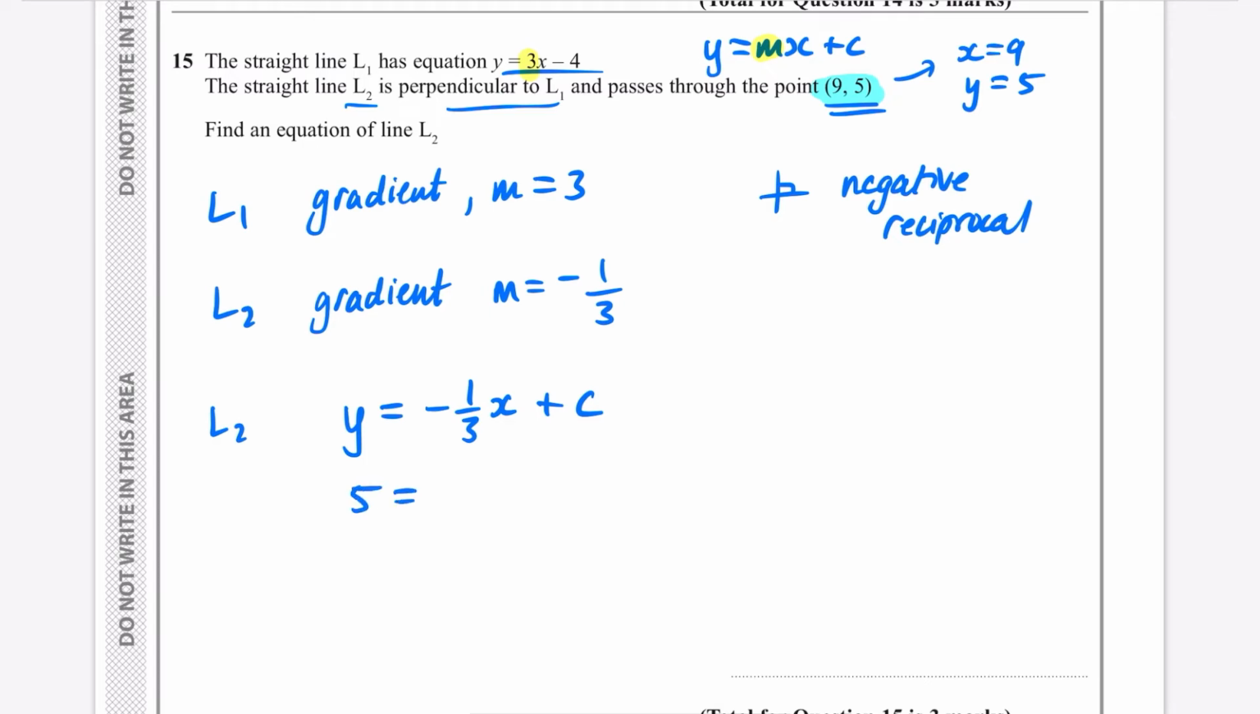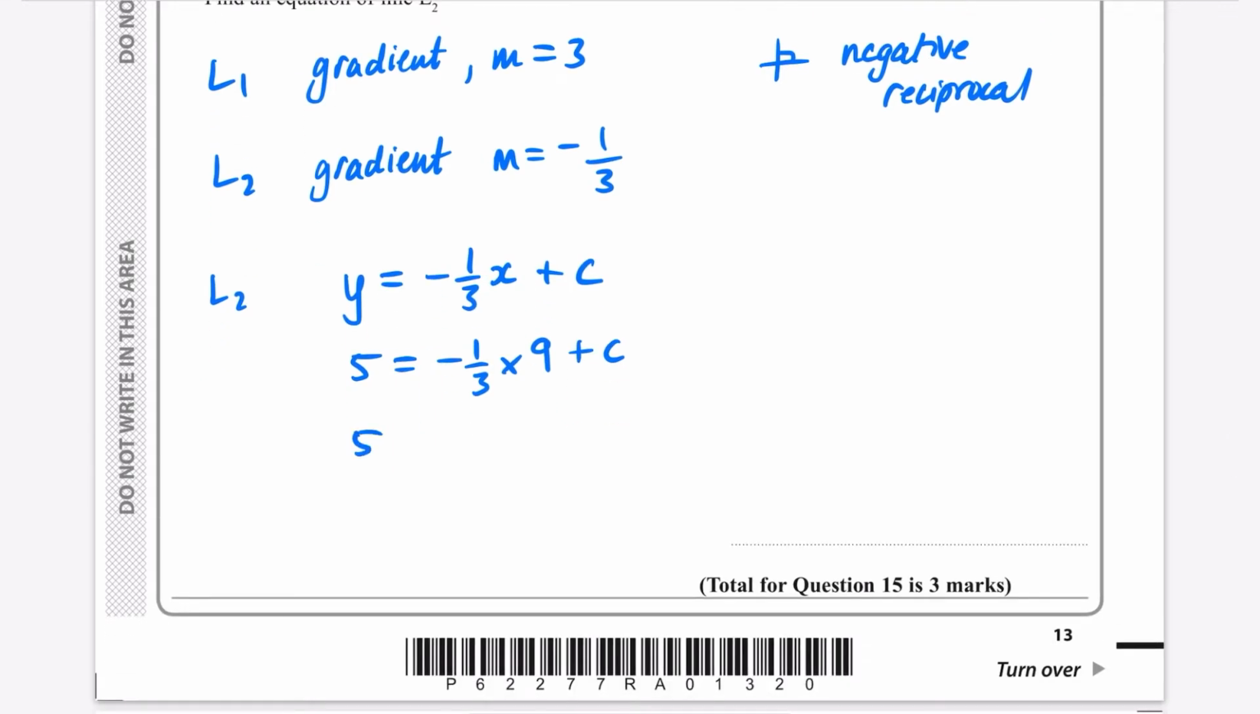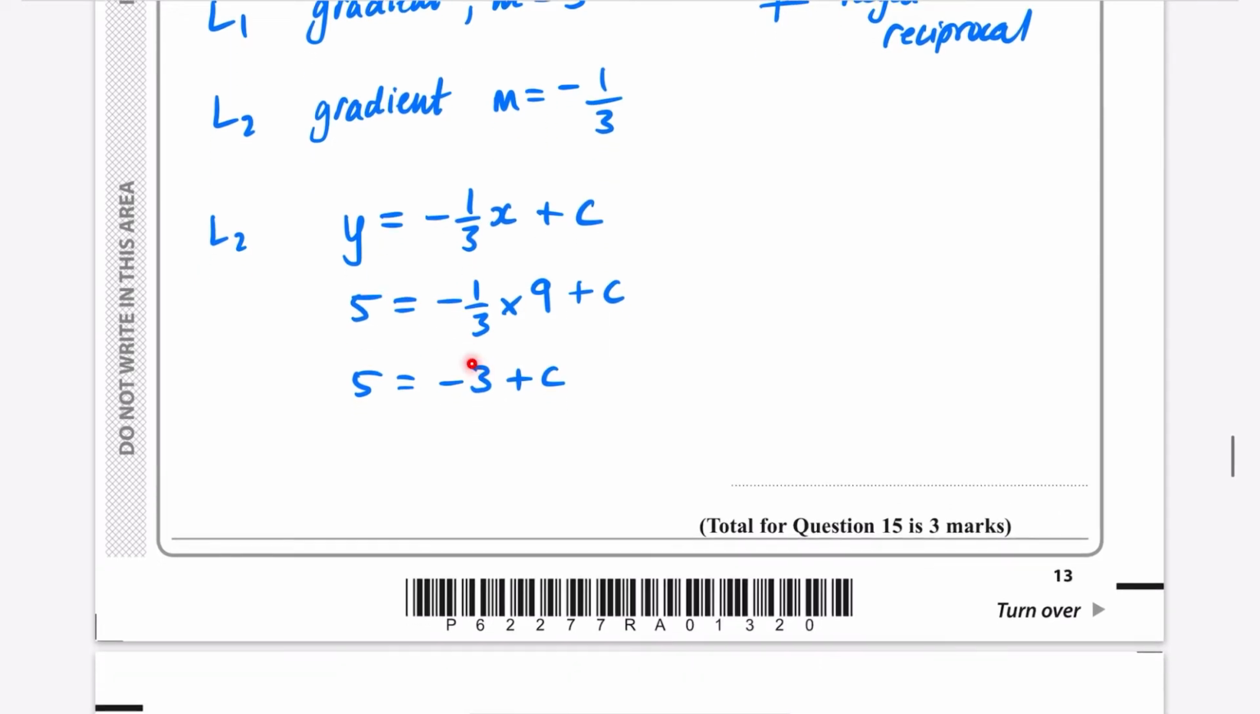So y is equal to 5 and x is equal to 9, and I'm going to use that to find out what c is. So 5 is equal to negative a third of 9. Well, a third of 9 is just 3, so it's going to be negative 3. Then when I solve this equation, I'm going to take that negative 3 and add it to the other side so that I get 8 is equal to c.